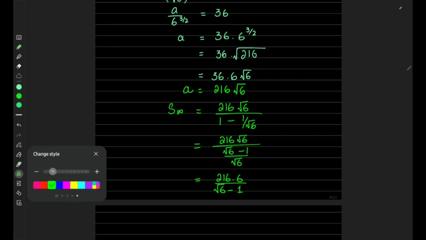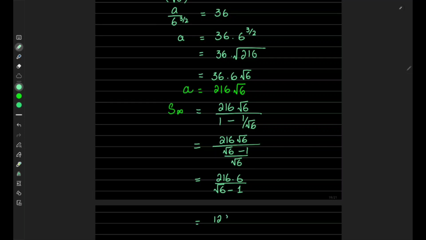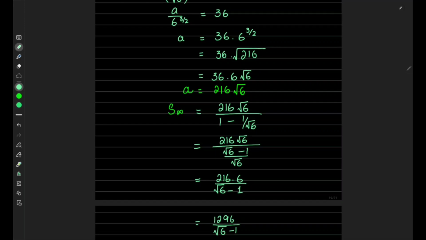So also we should be doing 216 times 6, and 216 times 6 is 1296. So the final answer is 1296 over root 6 minus 1. So we got the answer in the same format.